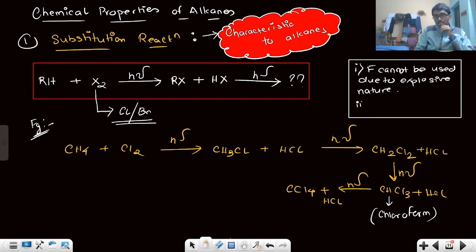And number 2 is that iodine you cannot use. Iodine makes the reaction reversible. Now who is making the reaction reversible? I2 exactly is not making the reaction reversible, but HI formation is making the reaction reversible.